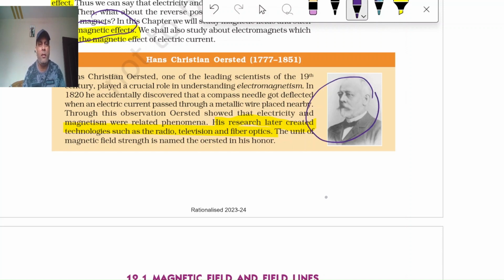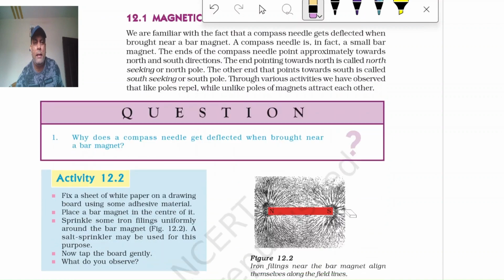On the basis of the magnetic field, technologies such as radio and television were created. The entire antenna actually works on electromagnetic field theory. We'll discuss it, or maybe you will learn it in the next class, at the 11th or 12th level. So let's go to the next topic.